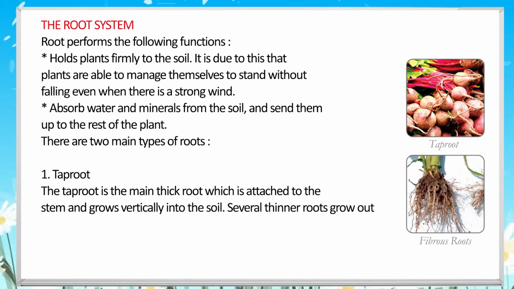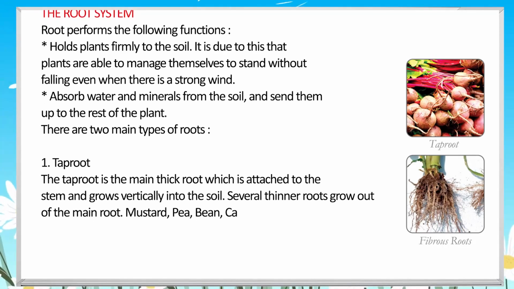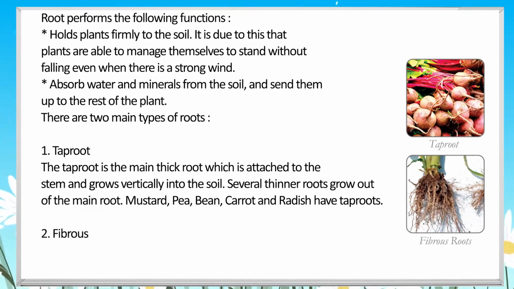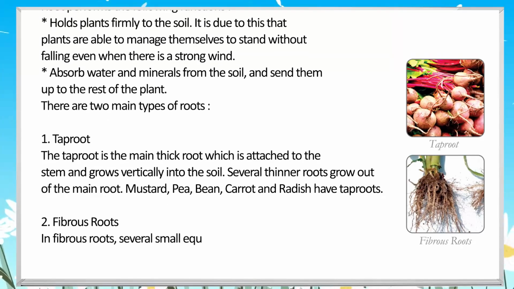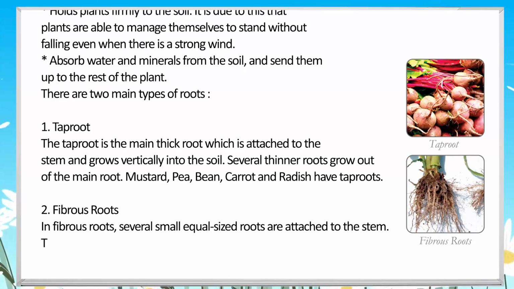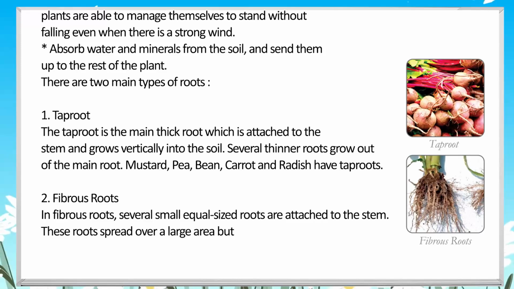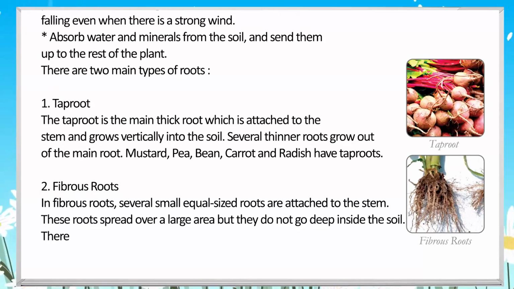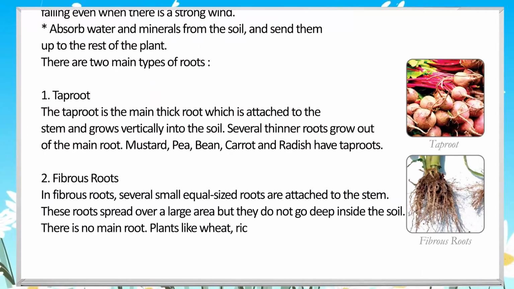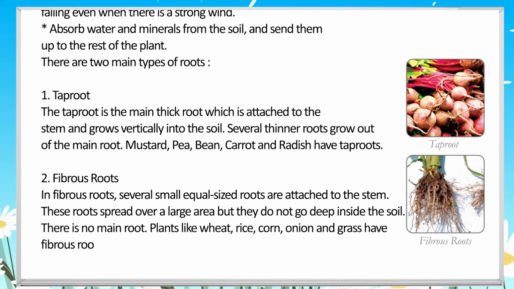There are two main types of roots. 1. Taproot. The taproot is the main thick root which is attached to the stem and grows vertically into the soil. Several thinner roots grow out of the main root. Mustard, pea, bean, carrot and radish have taproots.